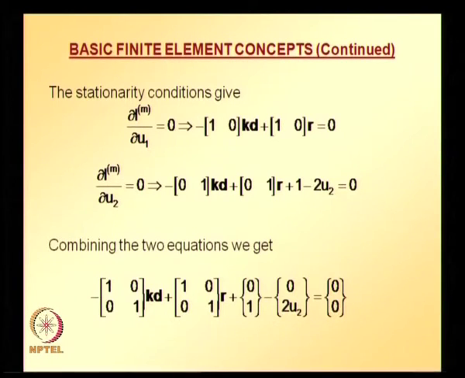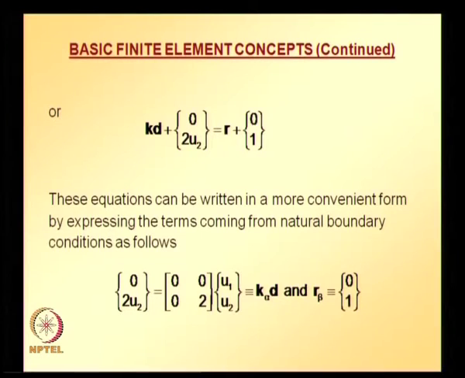Rearrange this, because [1 0; 0 1] is an identity matrix, and whatever I multiply with the identity matrix I get the same quantity. This equation can be rewritten in this manner, and you can define a quantity called r beta consisting of 1 and 0 as a vector. The term 0 and 2 u2 can be written in matrix and vector form as [0 0; 0 2] times a vector consisting of u1 and u2, and the matrix consisting of elements 0 0 0 2 is defined as k alpha. So, these equations can be written in a more convenient form by expressing them in this manner.